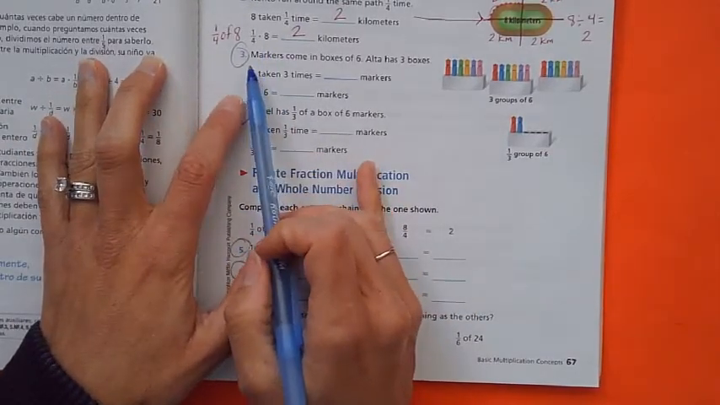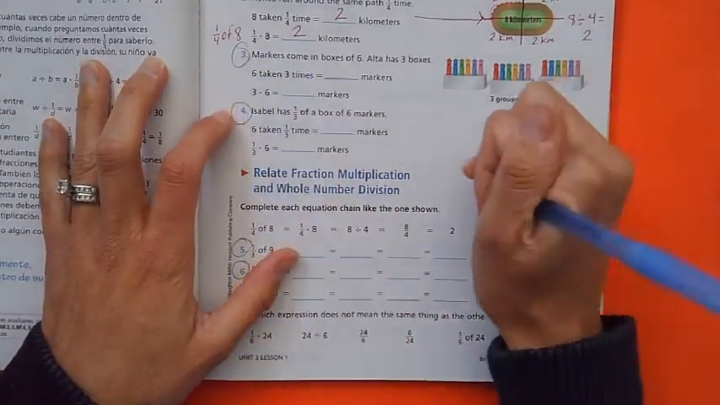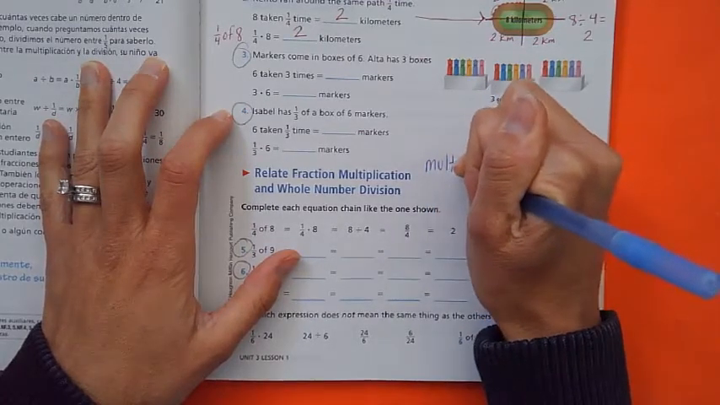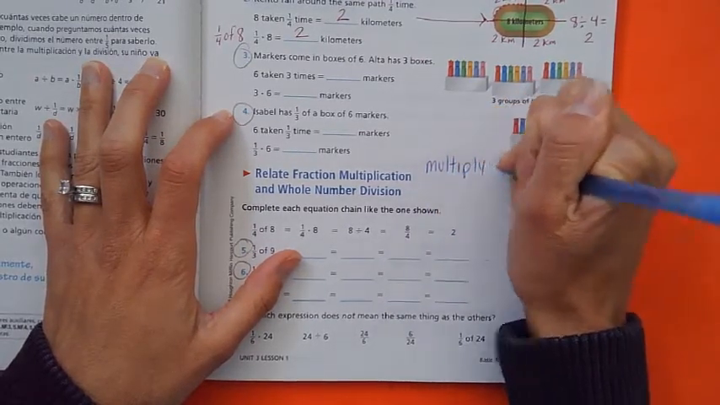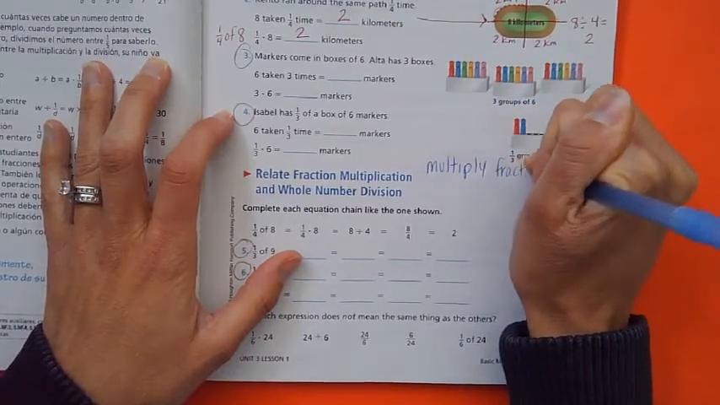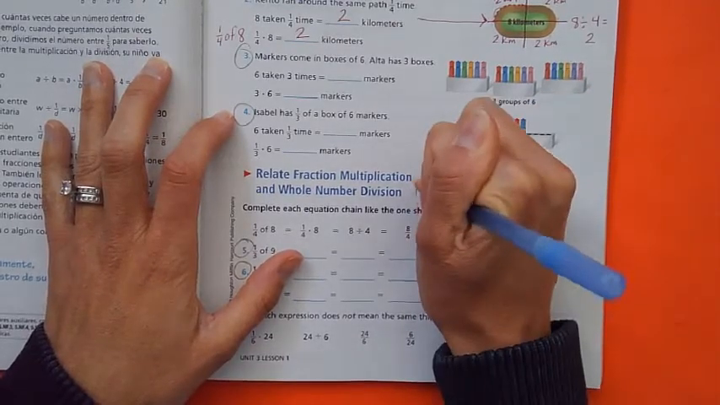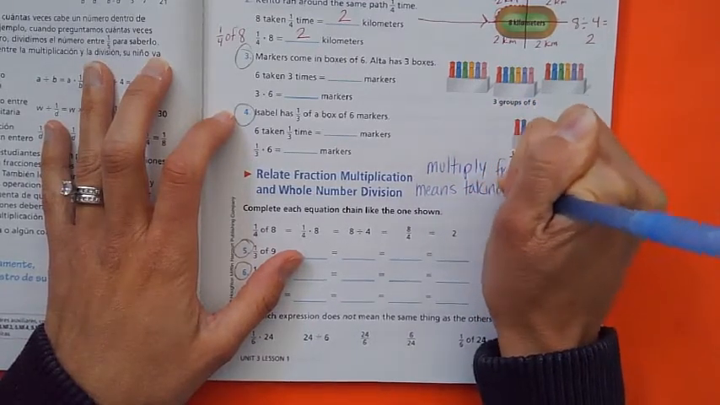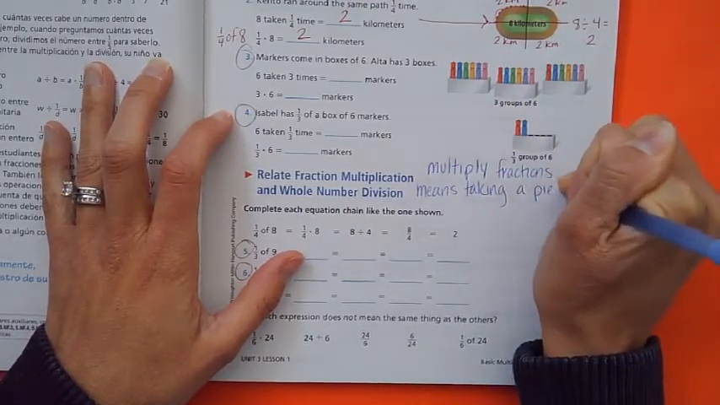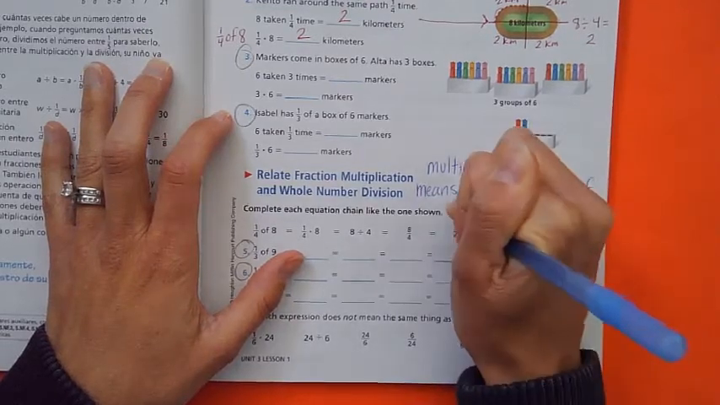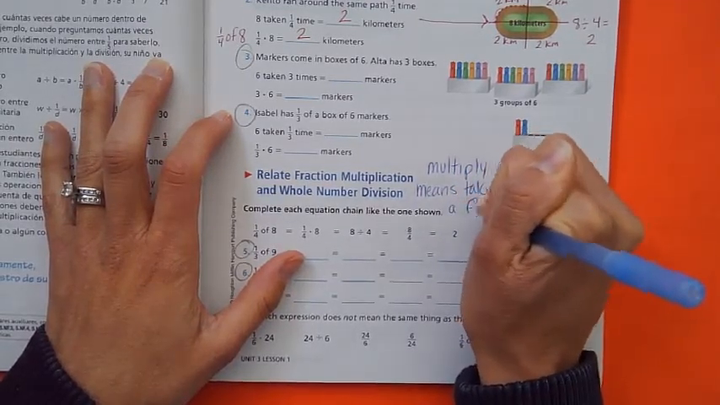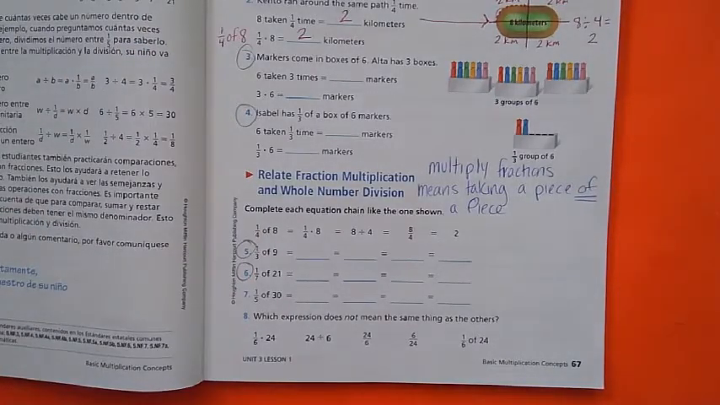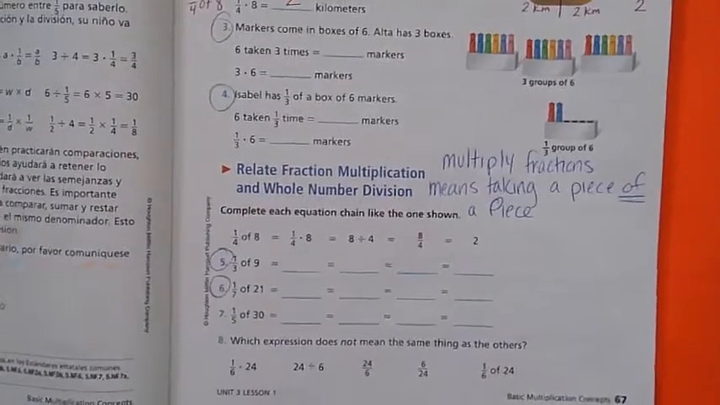So as we were talking yesterday, when we multiply fractions, we are taking a part of a part. Multiply fractions means taking a piece of a piece. Remember that key word of means to multiply. So let's go ahead and look at number 3.